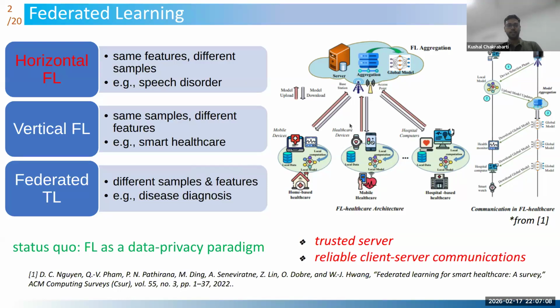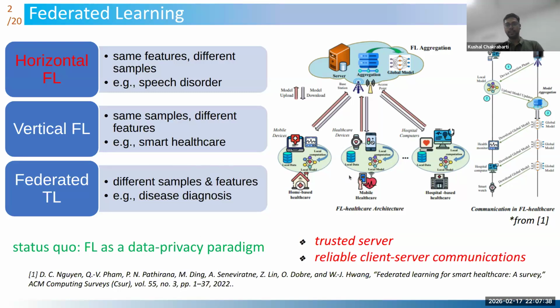Now, federated learning came up in 2017. It was proposed by a famous paper by McMahan from Google Research, primarily as a data privacy paradigm, because the key thing was that the data never leaves the agent. But as it turns out, after almost a decade of research, by default the existing federated learning architecture is not private.